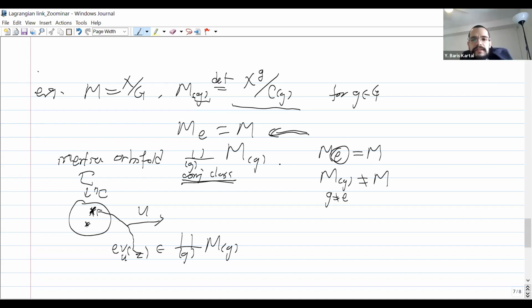I see. So this is a disjoint union of a lot of orbifolds. So this is not like the orbit type stratification on the original orbifold? Right, this is something else, but it is extracted from the orbifold stratification you mentioned.